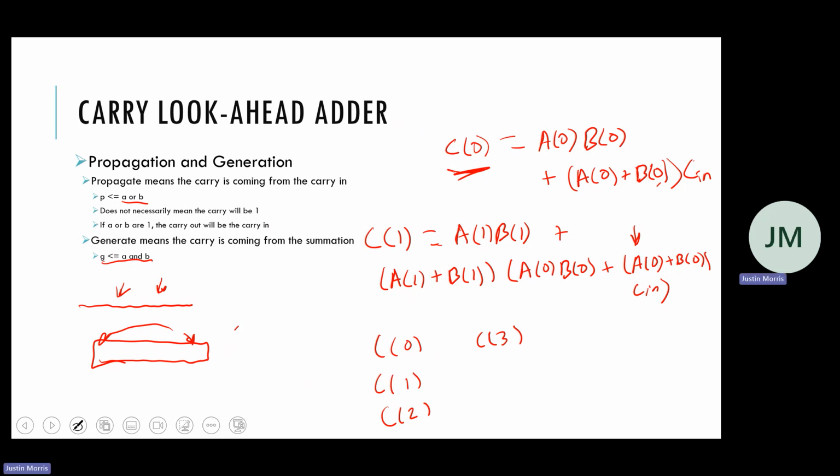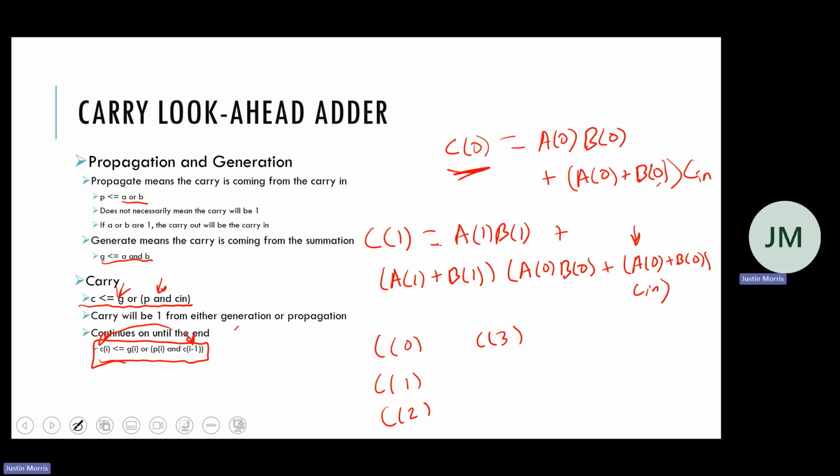So 3 is going to be pretty long because it has to include the other 3 before it. That's what I mean. It's recursive, right? But it's still fewer gates than going through the whole ripple.